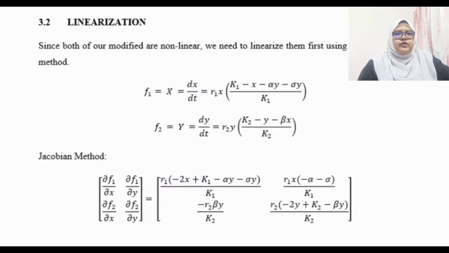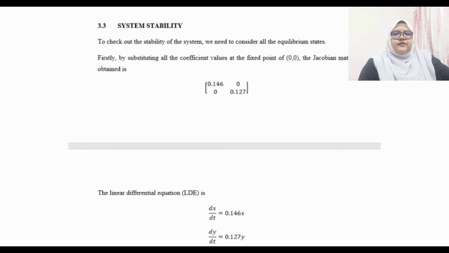Since both of our modified equations are nonlinear, we linearize them using the Jacobian matrix method, and from the formula, this is what we get. After that, we check out the stability of the system considering all the equilibrium states. Firstly, by substituting all the coefficient values at the fixed point of (0, 0), the Jacobian matrix that we obtain is [0.146, 0; 0, 0.127].